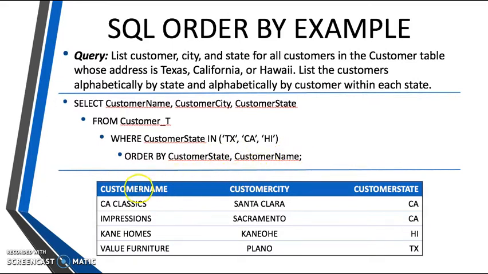And here's the output. We have the customer name, customer city, the customer state. For the customer name, we have California Classics, Impressions, Kane Homes, and Valley Furniture. Then for the customer city, we see that we have Santa Clara, Sacramento, Kano, and Plano. And for the customer state, we have California, Hawaii, and Texas. With the order by SQL statement, we see that it organized everything by customer state and also by the customer name.